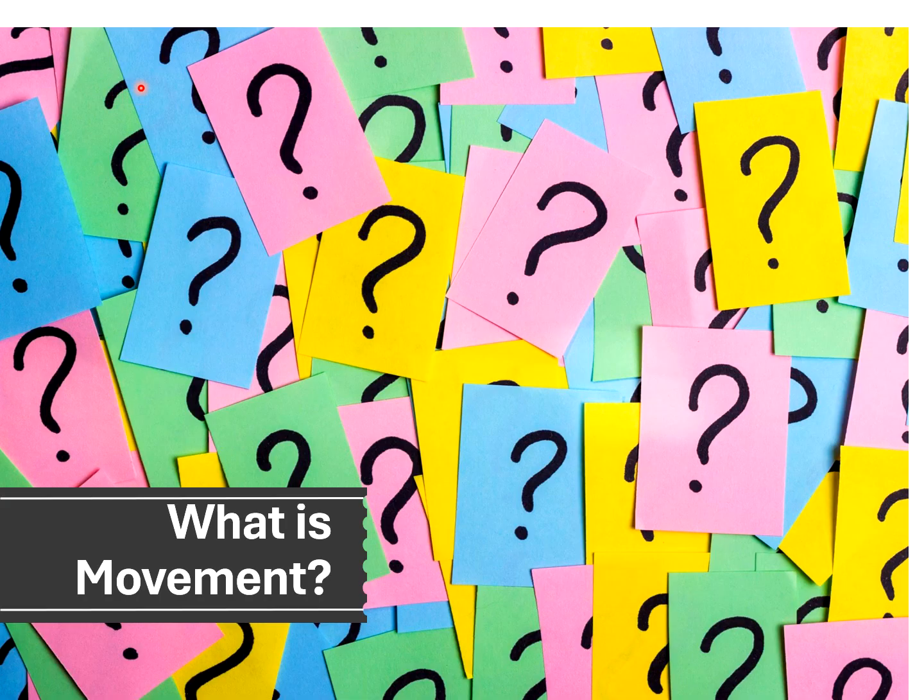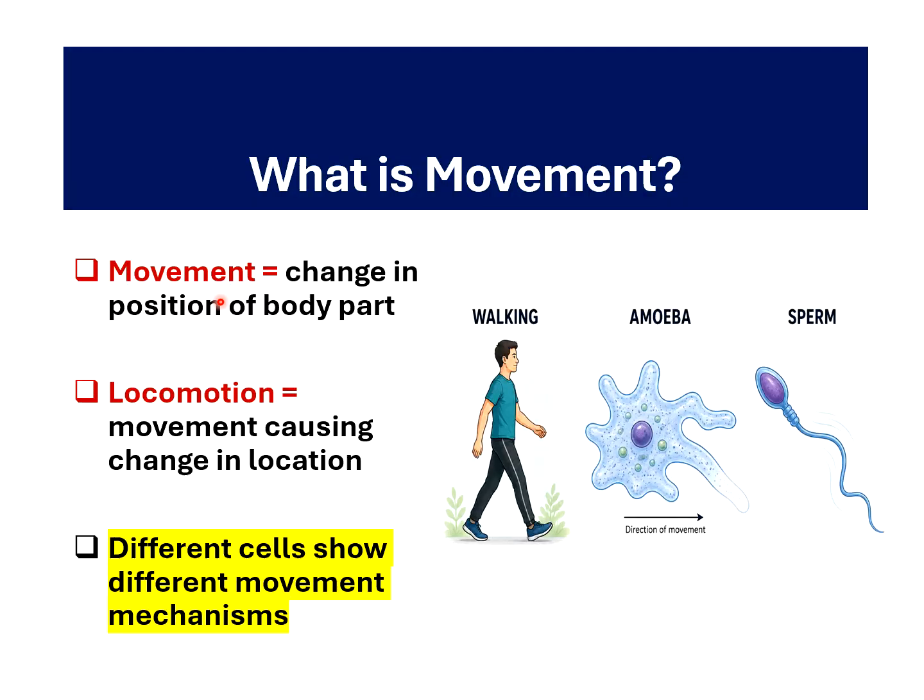First of all, let's discuss what is movement. Movement is when a part of the body changes its position. Okay? And what is locomotion? When the movement causes a change in location or helps the organism in moving from one place to another, that is called as locomotion. Okay, now different types of cells show different movement mechanisms. In humans you find 4 important types of movements.